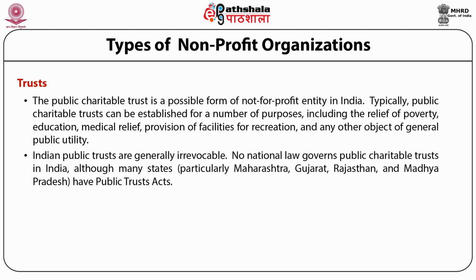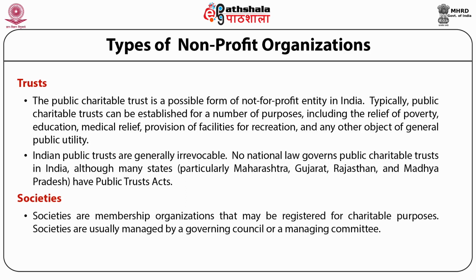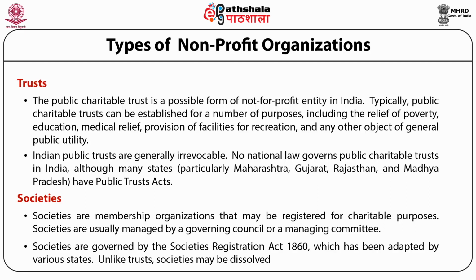No national law governs public charitable trusts in India, although many states, particularly Maharashtra, Gujarat, Rajasthan, and Madhya Pradesh, have public trust acts. The second type of non-profit organization is societies. Societies are membership organizations that may be registered for charitable purposes. Societies are usually managed by a governing council or a managing committee. Societies are governed by the Societies Registration Act 1860, which has been adopted by various states. Unlike trusts, societies may be dissolved.